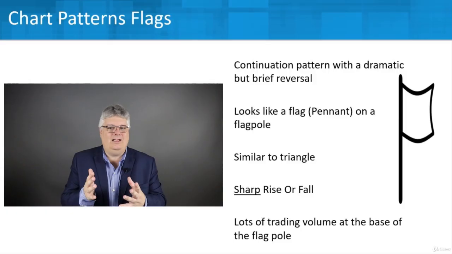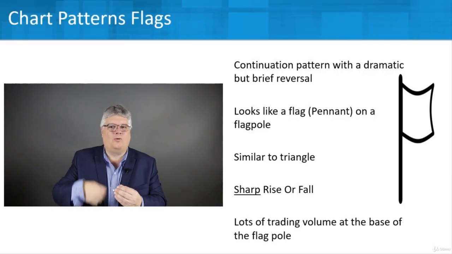And the whole idea, like a lot of chart patterns, is they look like something, and that's how they get their name. So it looks like a flag, or like a pennant on a flagpole, right? It's similar to a triangle as far as having a shape, but it really looks like a flag, a pennant, or a flag with a flagpole. And then you're seeing a sharp rise or fall, depending which way the trend's going. It's going to go the opposite way for a short period of time, and then pick up the trend after that.